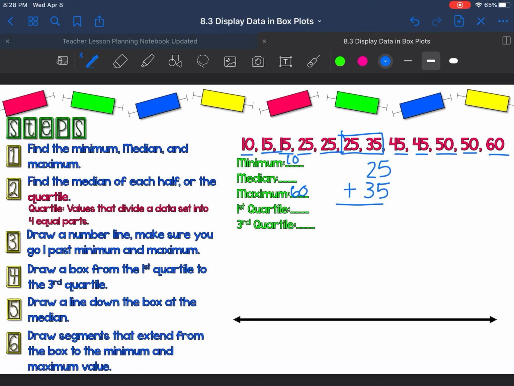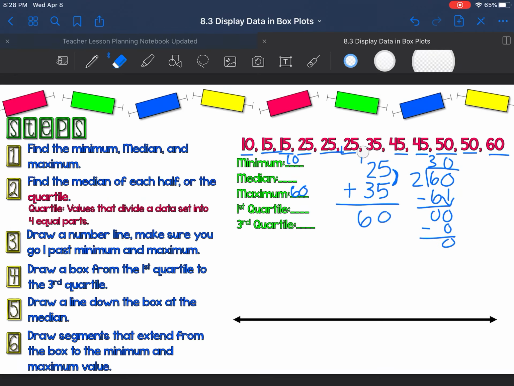So to find the average of 25 and 35, we're going to do 25 plus 35. 5 plus 5 is 10. 2 plus 3 is 5, plus 1 is 6, which gives me 60. Now, I'm going to take 60 and divide it by 2 because I added 2 numbers. That gives me 3. Don't forget to bring that 0 down. So that tells me that my median number in between 25 and 35 is 30. So my median is 30.